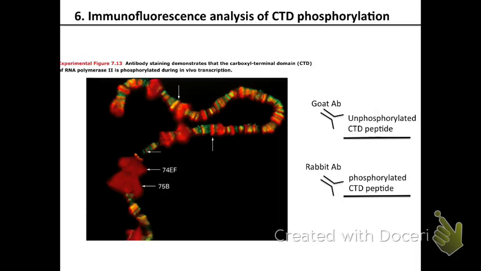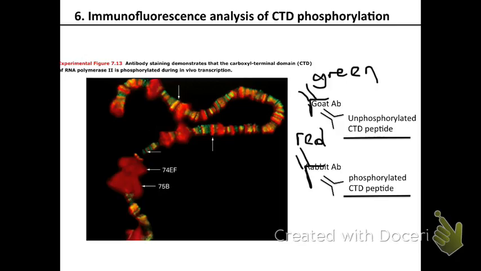All right. So then what you're going to do is isolate your polytene chromosomes. You're going to put them on a slide, and you're going to throw in those two antibodies. These antibodies are going to bind to their targets. Then you're going to use secondary antibodies. In this case, the secondary antibody that recognizes the heavy chain of the rabbit antibody is going to be conjugated to some red fluorophore, and the secondary antibody that recognizes the goat heavy chain is going to be conjugated to a green fluorophore.